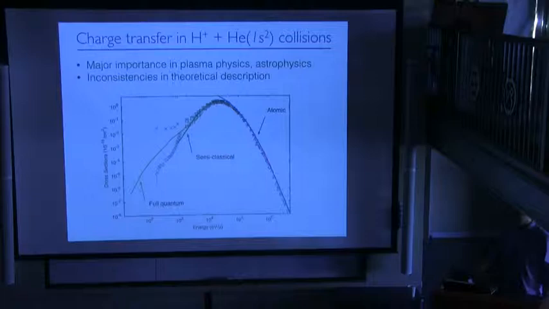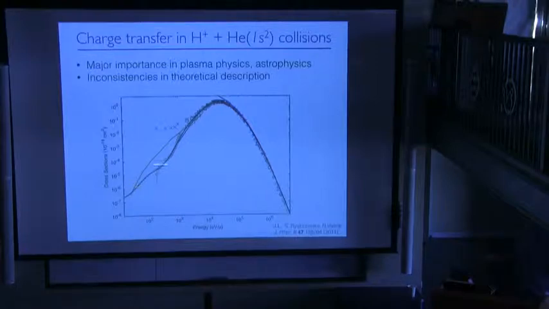Using the three methods that I just mentioned, we were able to do exactly that, and so to provide a new cross-section for this process over the whole energy range, which is completely continuous and so can be used, for example, in plasma physics or astrophysics.